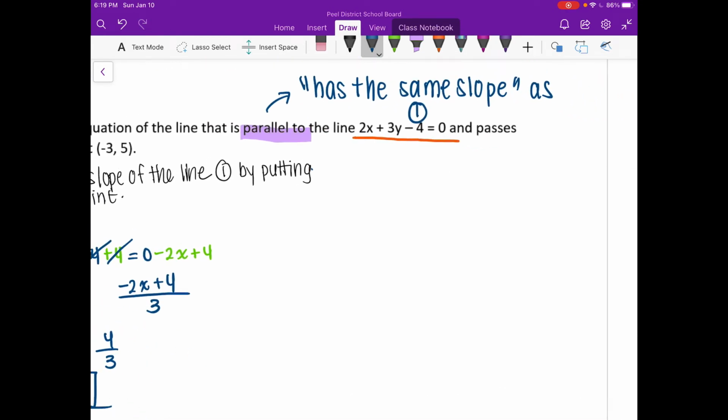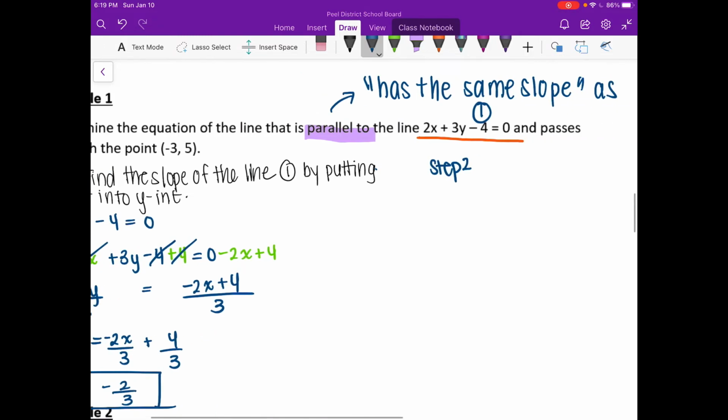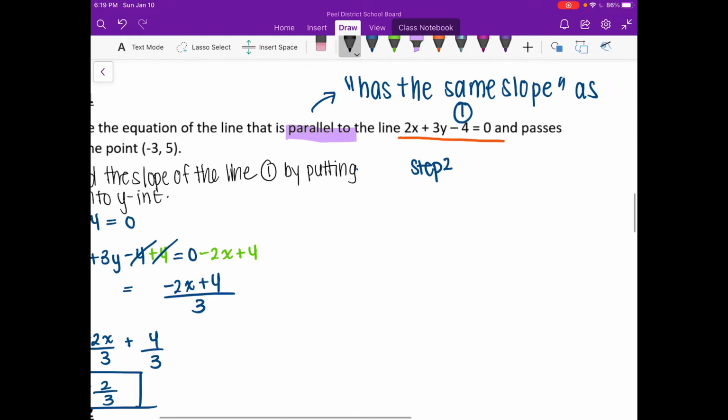So now that I have my slope, I'm going to go to step 2. Step 2 says that I need to make it y equals mx plus b. My other line is going to be y equals mx plus b. So I have the slope and I have a point, so let's find b.